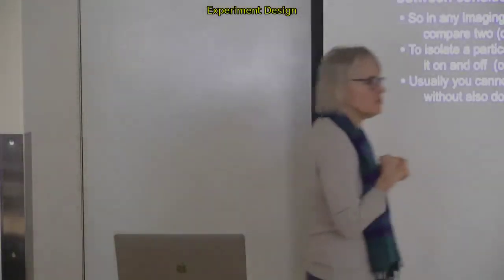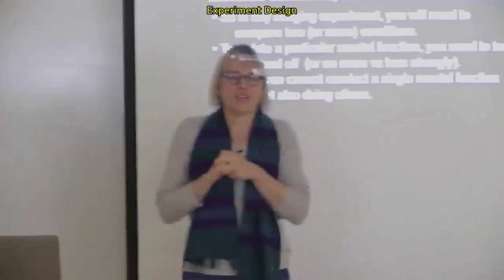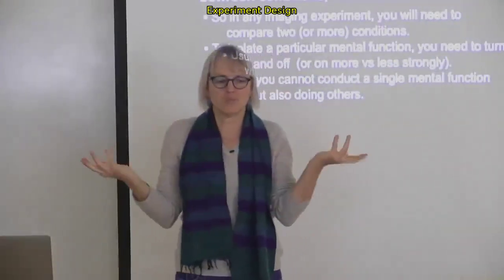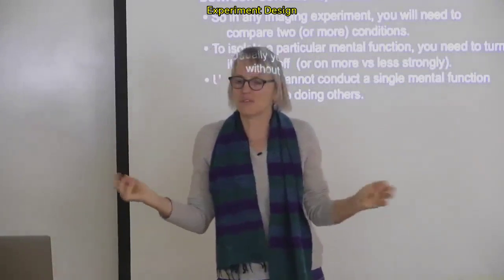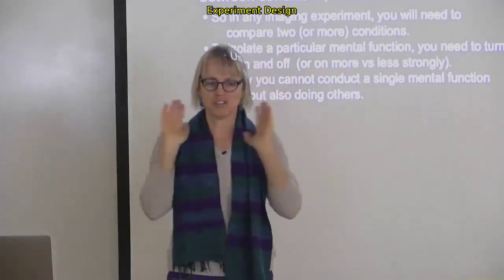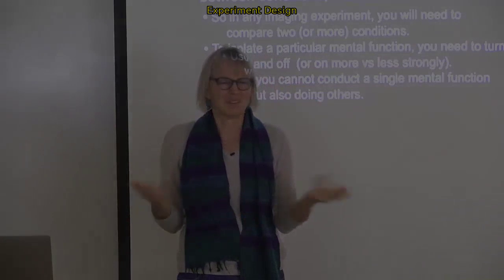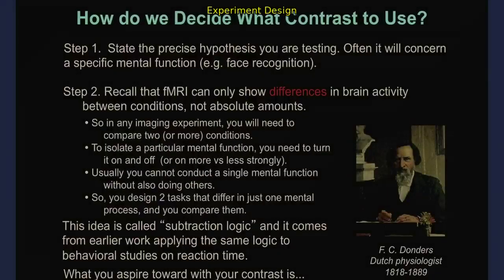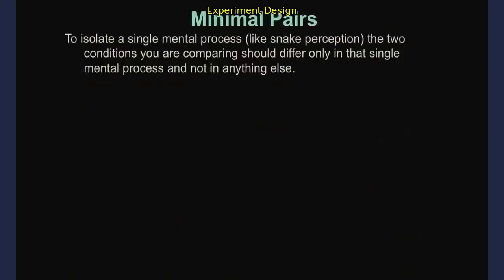If I told you, okay, look at my face and don't process low-level visual information and don't think about what I'm saying, just see my face. It's like, what? You can't do that, right? So what you aspire toward in the contrast that you choose is something called a minimal pair. The idea is we're going to have two tasks that are identical in every respect, except for that one thing we care about.